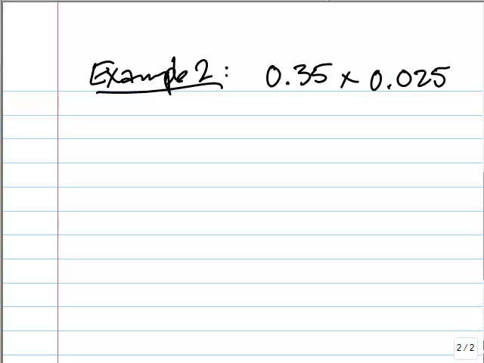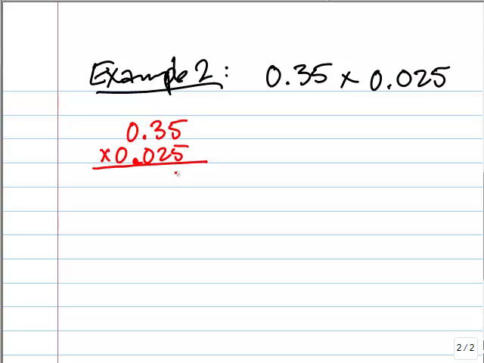Let's take a look at a second example of multiplying decimals. So let's multiply 0.35 times 0.025. So again, the decimals don't have to be lined up, written vertically. We're essentially multiplying 35 times 25.